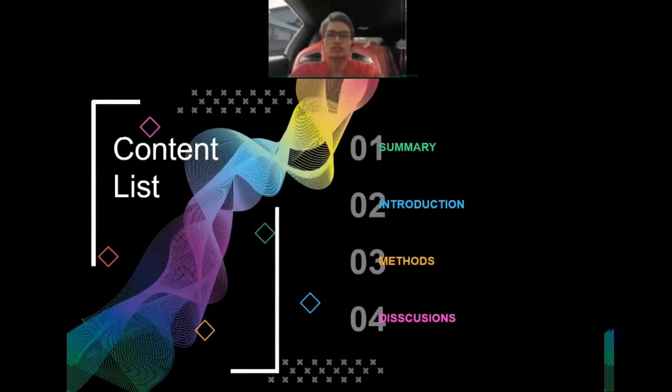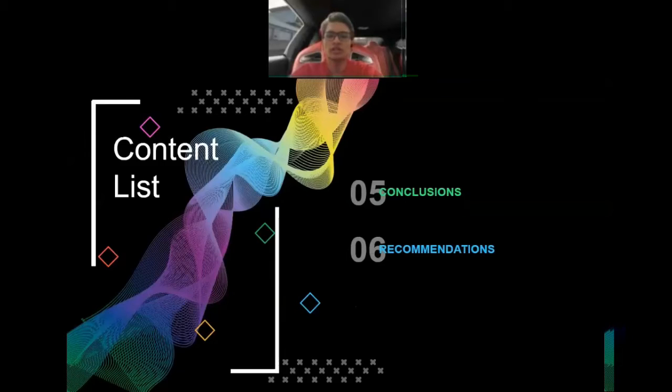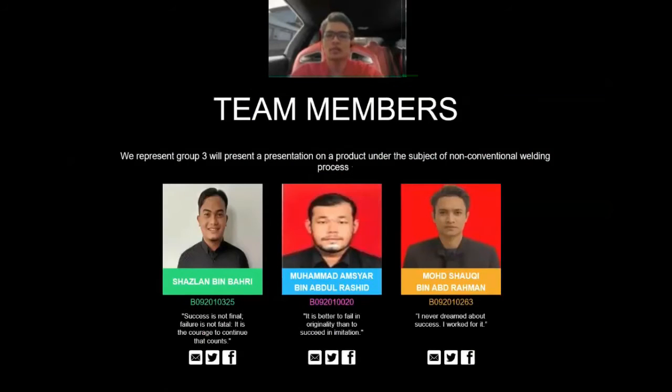We have a summary, introduction, method, discussion, conclusion, and recommendation. My name is Muhammad Shauki bin Abdul Rahman and my friends are Muhammad Amshah bin Abdul Rashid and Shazlan bin Bahri. We represent group 3. We present a presentation on a product under the subject of non-conventional welding process.